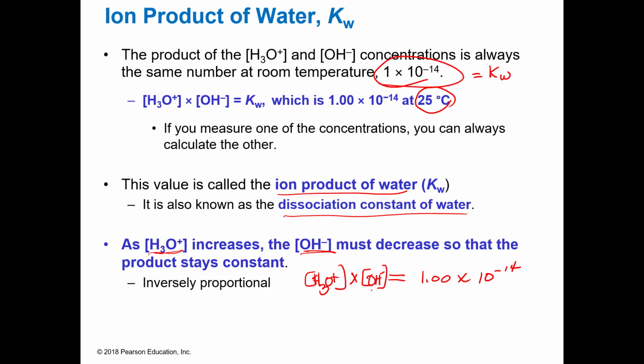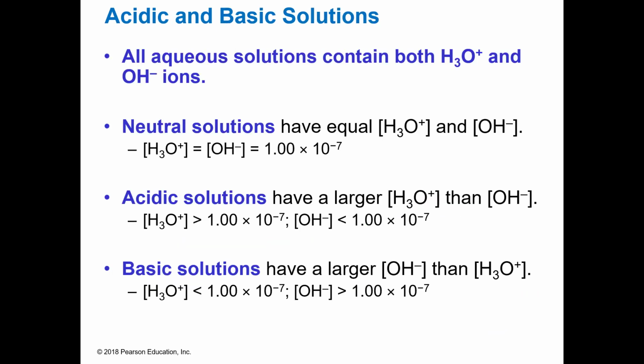So if I only know one of them, like if I know this one, then if I want to know what the other one is, I just divide 1 times 10 to the minus 14 by whichever one I know, and that'll give me the other one. Because they always have to change to maintain that Kw, that constant ion product.